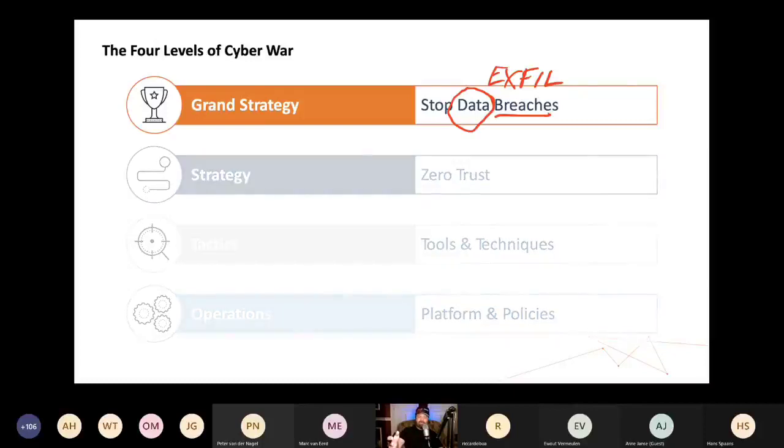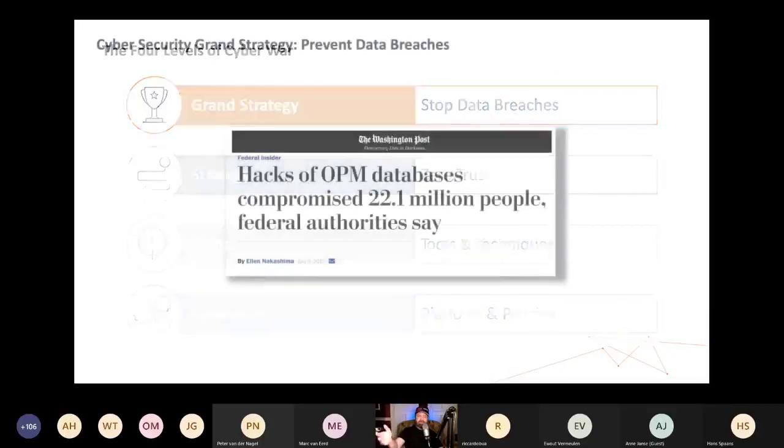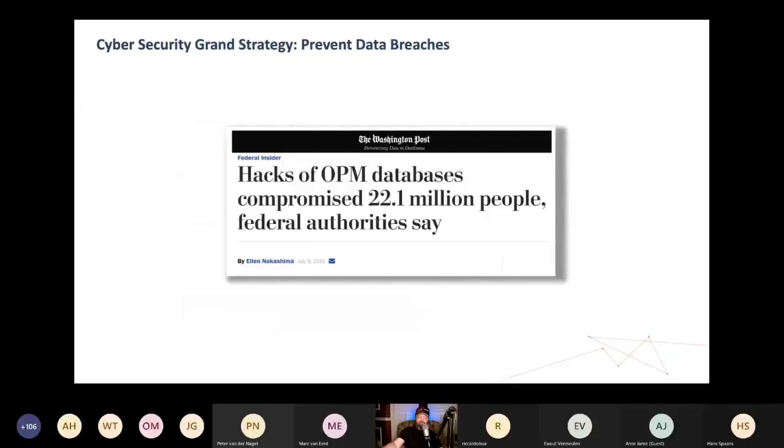So we'll get into grand strategy. Why do I say that? Well, let's look at the OPM data breach. I don't know if you've heard about this. 22 million people had their records stolen. This isn't 22 million random people. This is 22 million people who had top secret clearances in the U.S. federal government. This was a really big deal. This was the knock list from Mission Impossible being stolen, right?